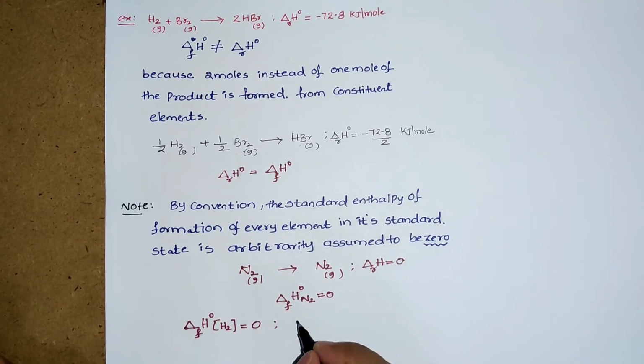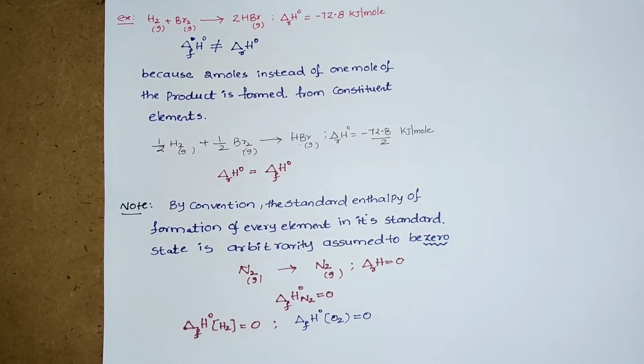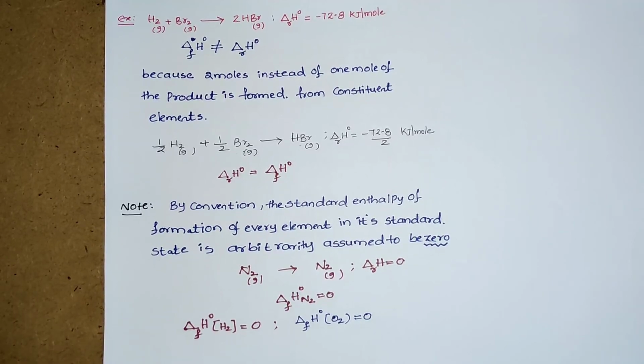If the standard enthalpy of formation of O2 is asked, then what is that? It becomes 0. So that's why the standard enthalpy of formation of any element is always taken as 0, because there is no exchange of heat, because that element is forming from itself. Nitrogen is forming from itself, so there is no exchange of heat. That's why the enthalpy of formation of every element in its standard state is always taken as 0.